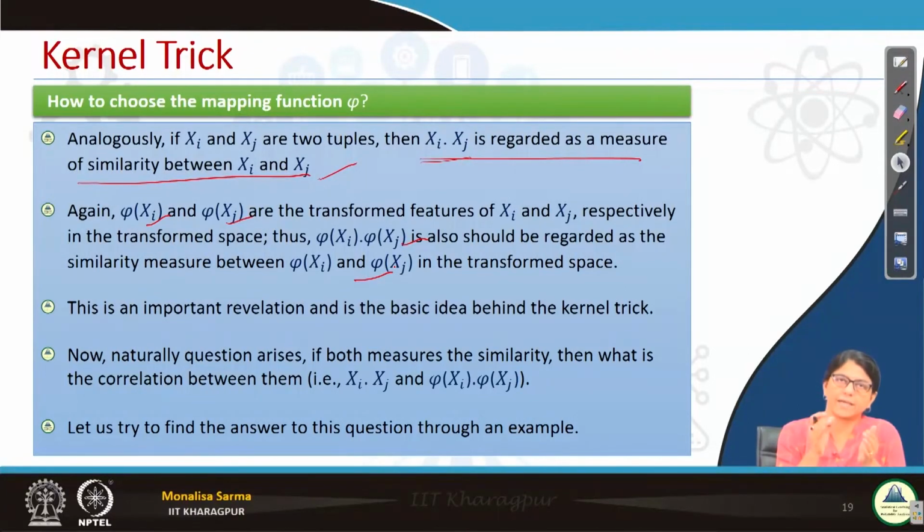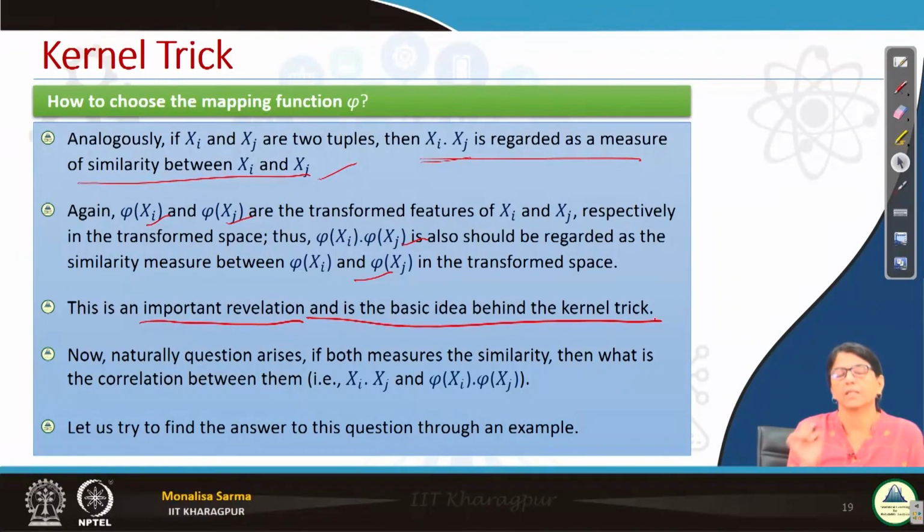So, if we regard xi dot xj as a measure of similarity, then phi of xi dot phi of xj will also be regarded as a measure of similarity in the transformed space, in the different dimension. This is an important revelation and is the basic idea behind the kernel trick. Now, naturally a question arises: if both measure the similarity, then what is the correlation between them?